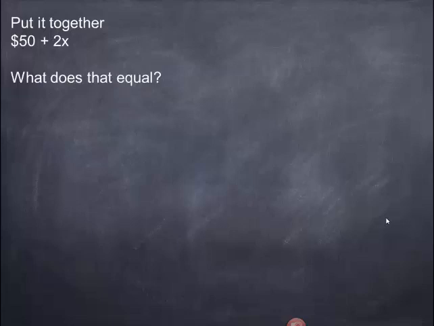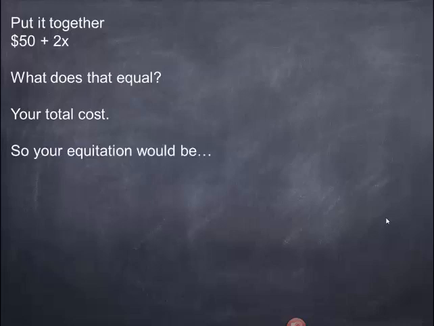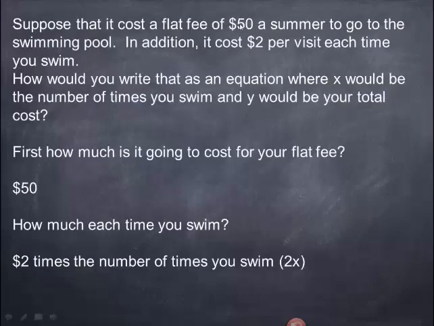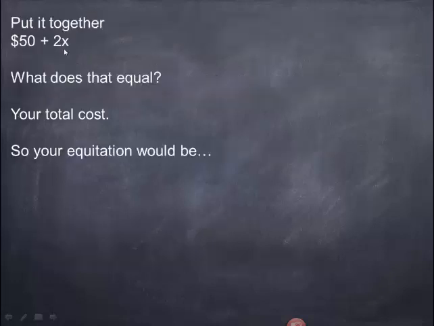Alright, so let's put this together. It's going to cost me $50 plus $2 every time I swim, where x is the number of times I swim. It's an equation, so I'm going to put it as what my cost is equal to. So my equation would be y equals 50 plus 2x. So what I did is the $50 flat fee plus $2 each visit.